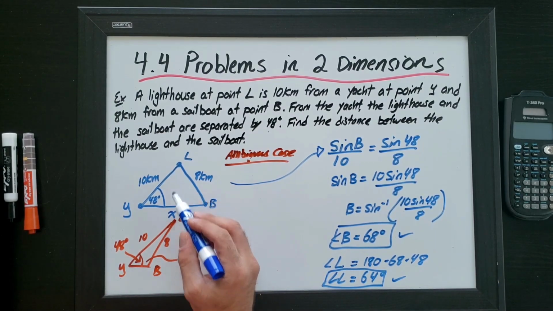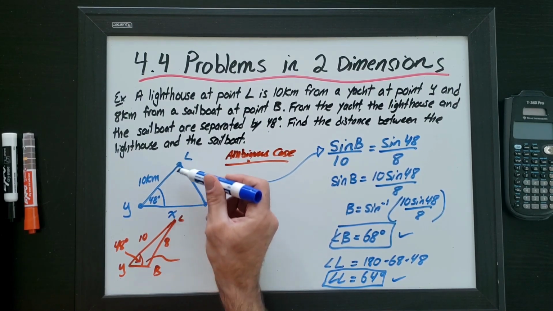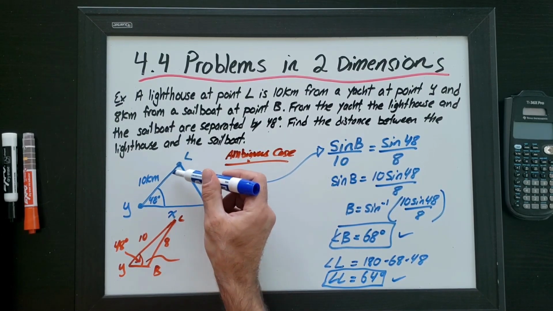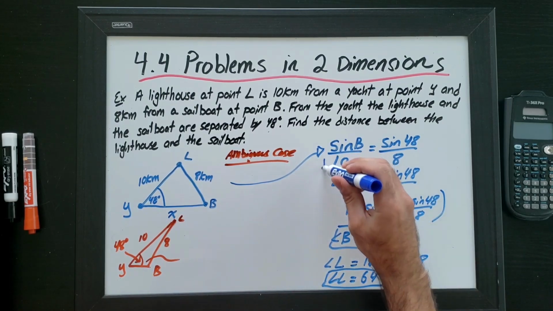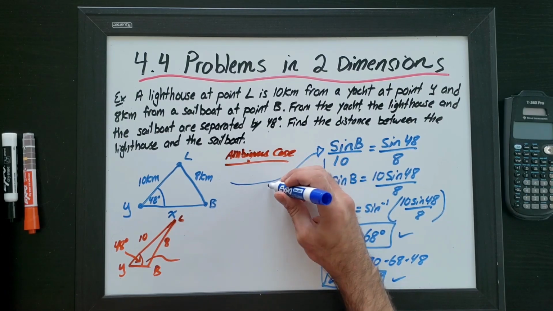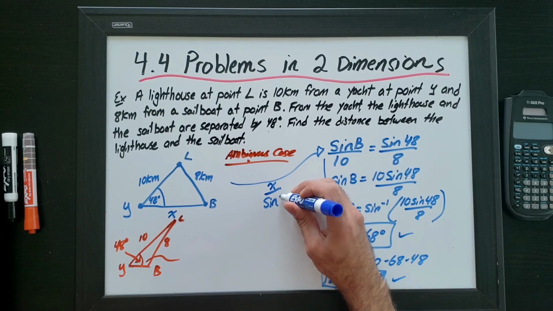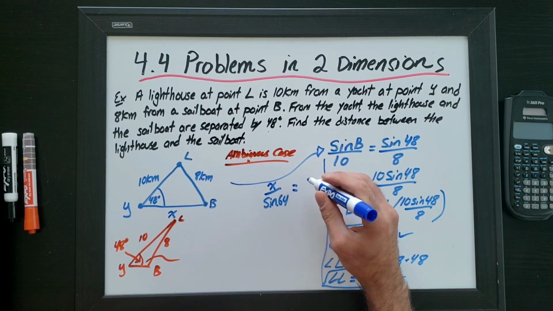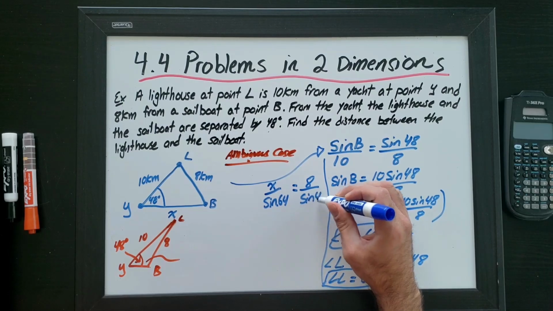Now, why do I need angle L? I need angle L because in order to do sine law to find x, I need the angle. I can't find a side length without the angle for sine law because I need to complete a full ratio. Okay, so now I'm going to do sine law with L, but instead I'm going to find x over sine of L, which is 64, equals 8 over sine 48.